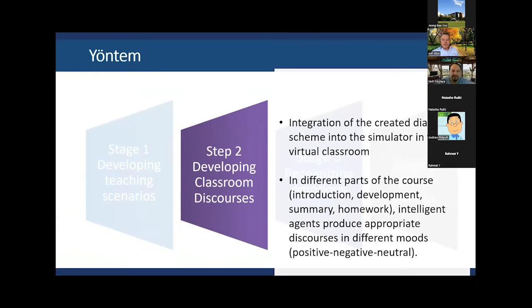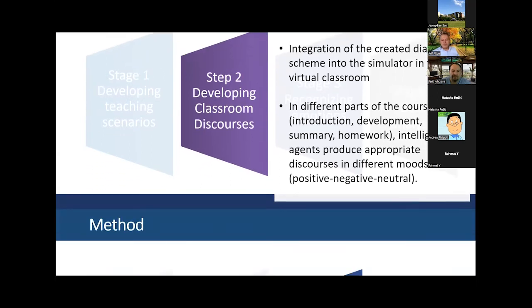This integration was completed with the simulator, and for the parts of the course, like introduction, development, summary, and giving homework, those intelligent agents produced appropriate discourses in different moods. This could be a positive, negative, or neutral mood. So our purpose was to explore their emotional responses. That's why we wanted to change students' mood as well.